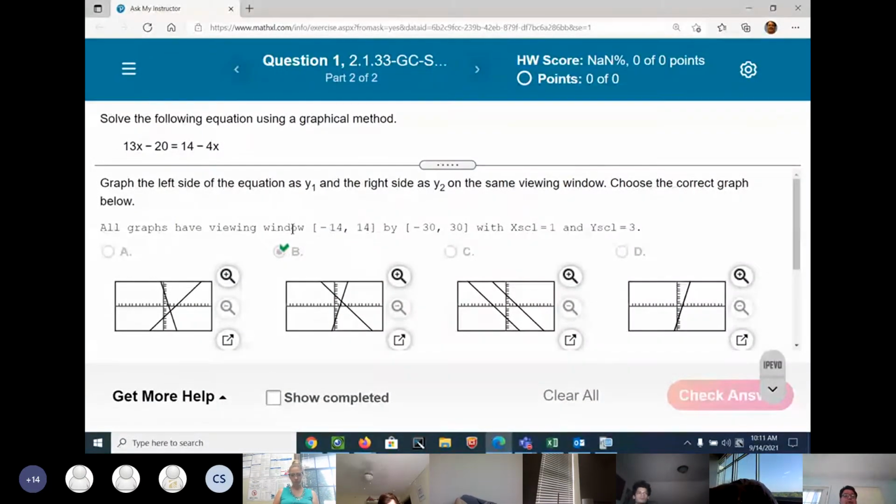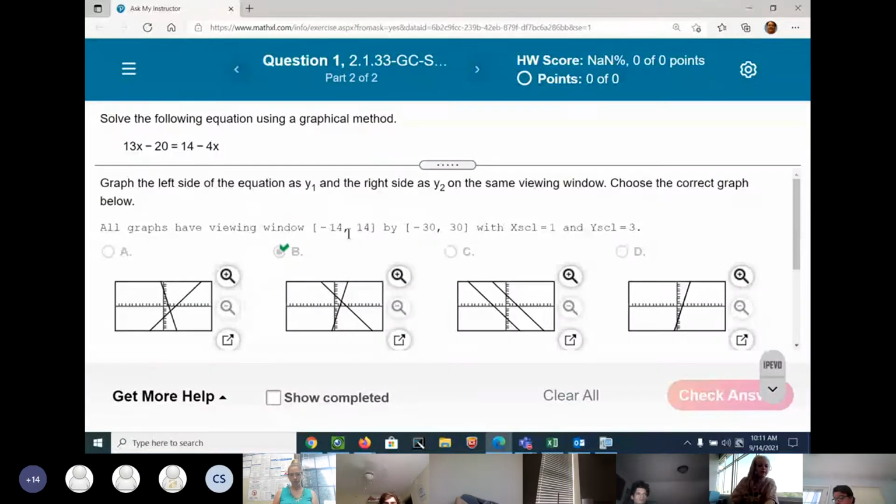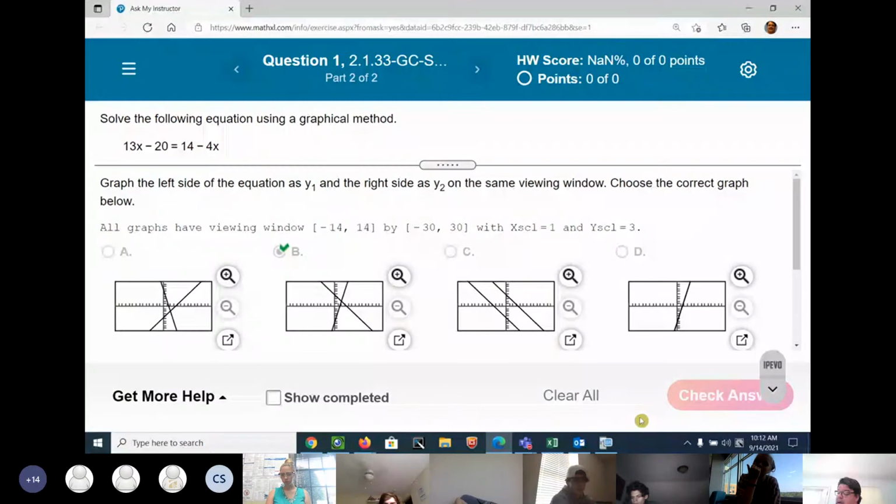Okay, they want you to graph both sides. I thought they wanted you to solve it. I didn't know they wanted you to graph. Okay, my bad. So let's draw both sides. My bad. So y is equal to 13x minus 20, and y sub 2 is equal to negative 4x plus 14.